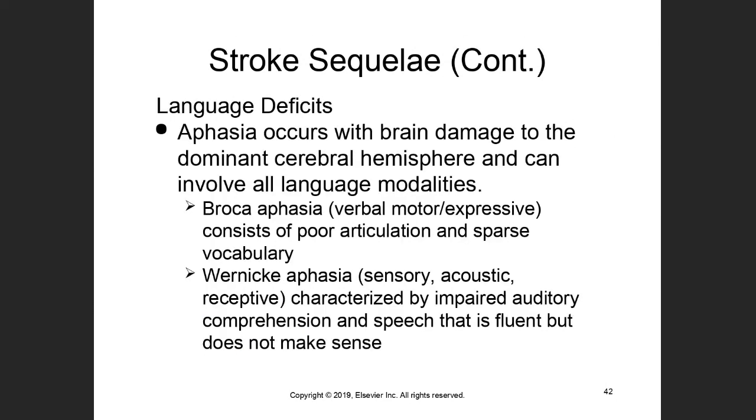Language deficits: aphasia occurs with brain damage to the dominant cerebral hemisphere and can involve all language modalities. This dominant side is on the left side. Broca aphasia, Wernicke aphasia. Broca aphasia is a verbal motor expression problem, consisting of poor articulation and sparse vocabulary. Wernicke aphasia is sensory acoustic responsiveness characterized by poor auditory comprehension and speech that is fluent but does not make sense.